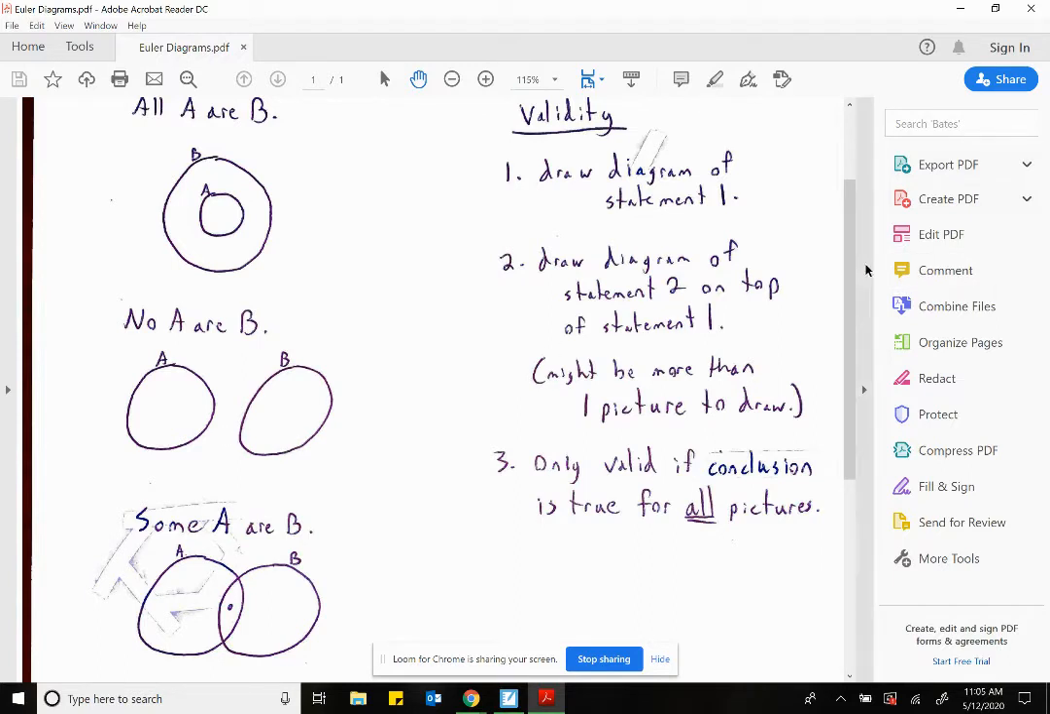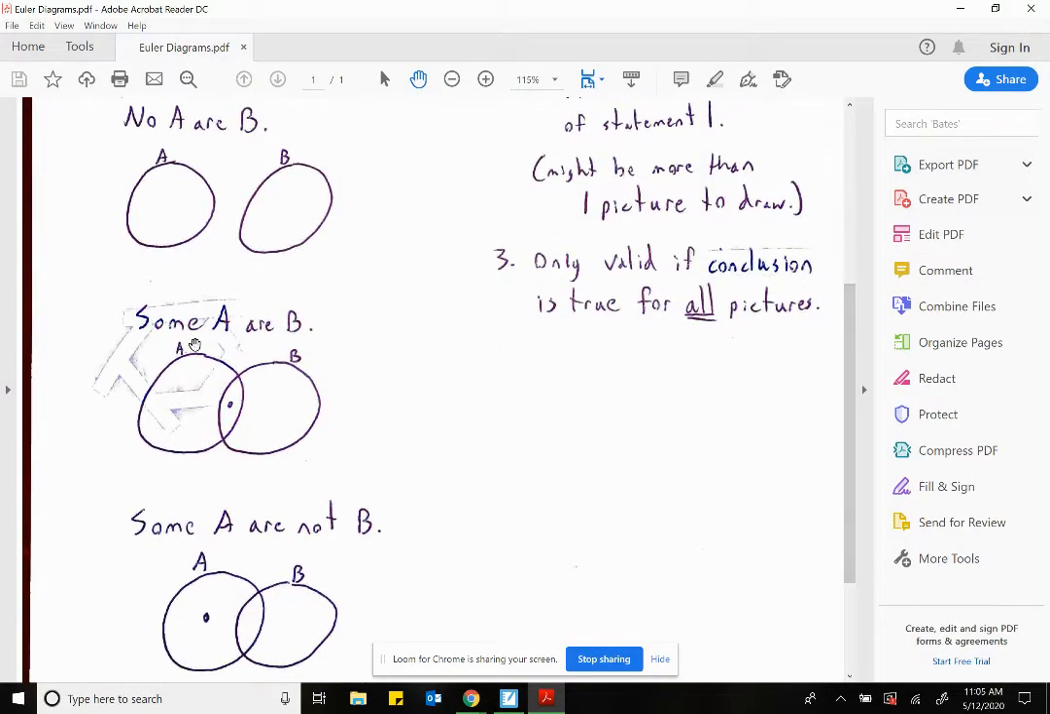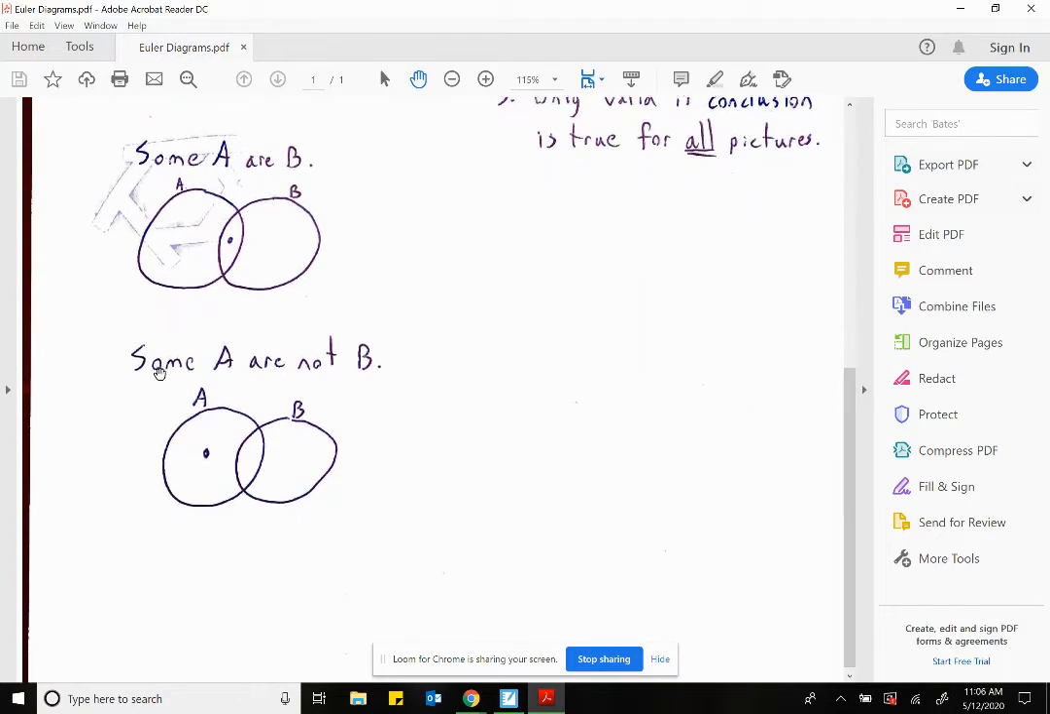Okay. Down here, where it says some A are B, that means that we're talking about the intersection. Some of these A are the same as B. There's an overlap when you see the word some. And then whenever you see something that says some A are not B, that means there's an overlap, but we're talking about those that are strictly in A. So some A are not B, that would be all these people that are not in the overlap.